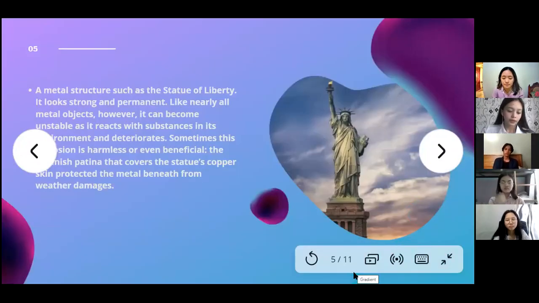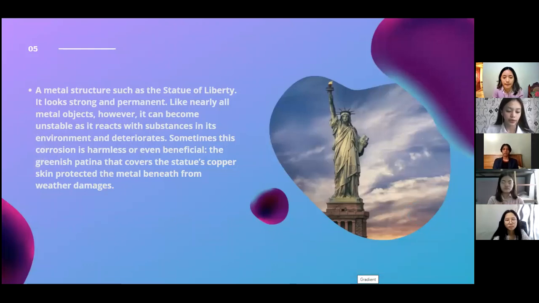Take a metal structure such as the Statue of Liberty. It looks strong and permanent. Like nearly all metal objects, however, it can become unstable as it reacts with substances in its environment and deteriorates. Sometimes this corrosion is harmless or even beneficial. The greenish patina that covers the statue's copper skin protected the metal beneath from weather damage.